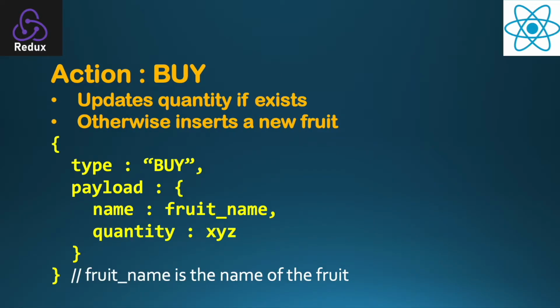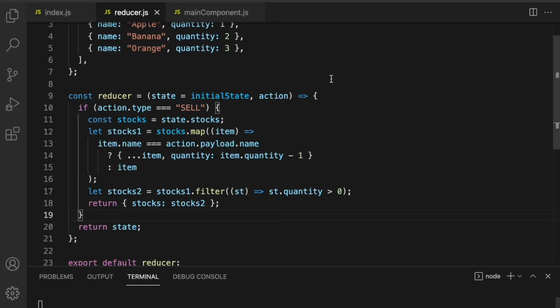Next, what do we want to do? We want to define a new action called buy. And what does buy do? Updates the quantity if exists, otherwise inserts a new fruit. And what does it have? It has a payload, type is buy, and it has a payload with the name of the fruit and the quantity. So let's go back to our code and define it.